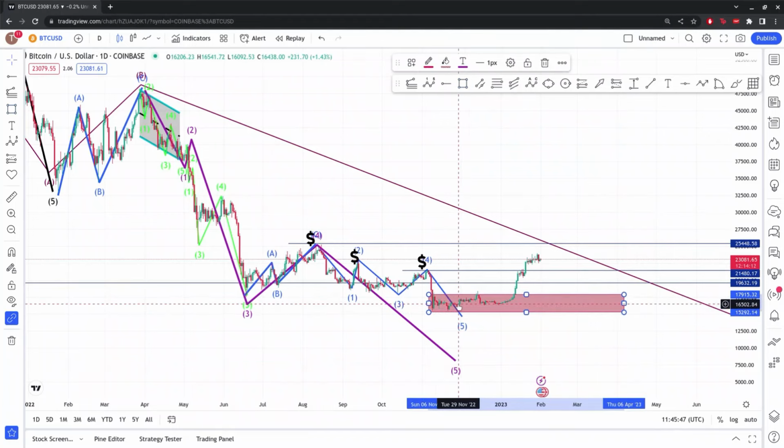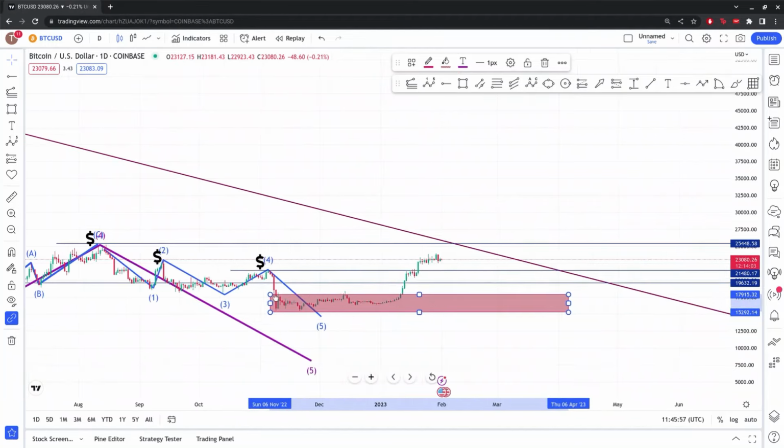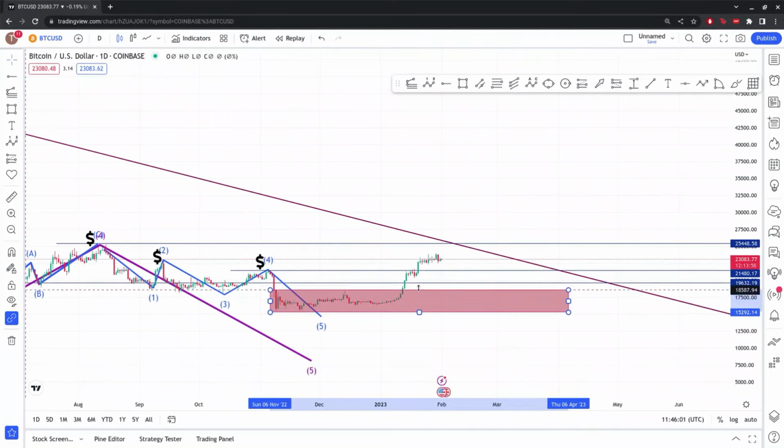What is an order block? An order block for a bullish move is the last bearish candlestick before the upward move. So this was the last bearish candlestick. You can see the last bearish candlestick. So this is an order block. So it's going to come what?